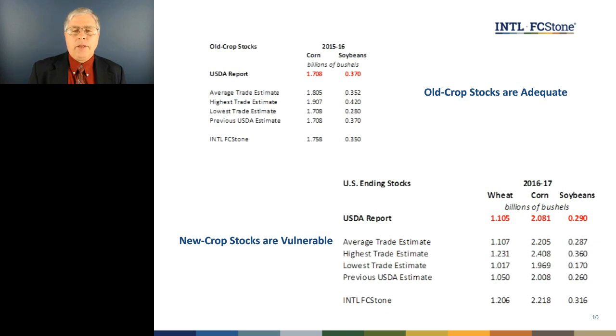On ending soybean stocks, USDA put them at 370 million bushels. The trade was looking for 352. I was looking for 350 in this report. Now, new crop, here again, this is what's really driving the market at this point. As we said, wheat, 1.105 billion bushels. Very close to the trade estimate of 1.107. I was looking for something larger at 1.206.